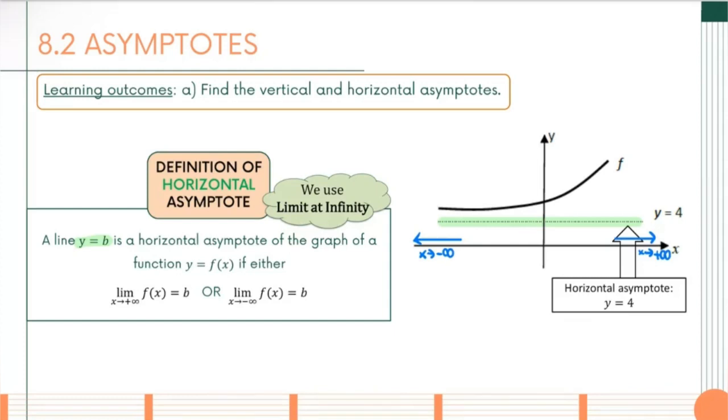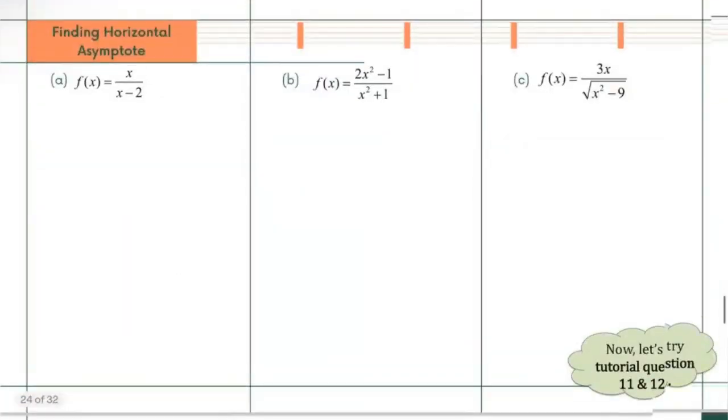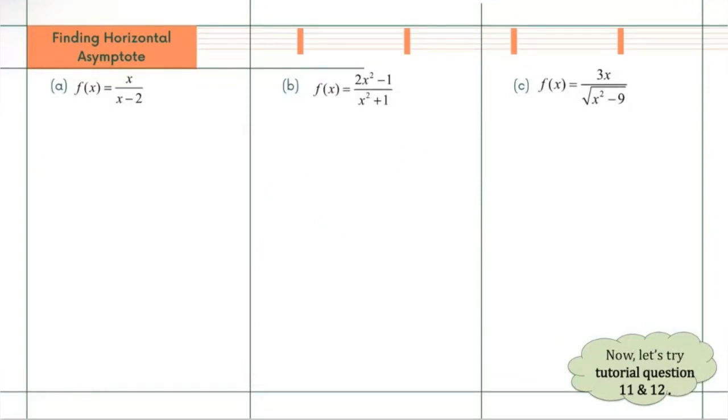Okay, now kita tengok macam mana cara dia. So horizontal asymptote, kita gantikan infinity dalam function. Okay, bila gantikan infinity dalam function, kamu ada dua case. Either kamu dapat infinity over infinity ataupun infinity minus infinity. Tapi selalunya kita akan dapat infinity over infinity lah. So bila infinity over infinity, kita akan buat apa? Kat sini kita akan divide by highest power of denominator.